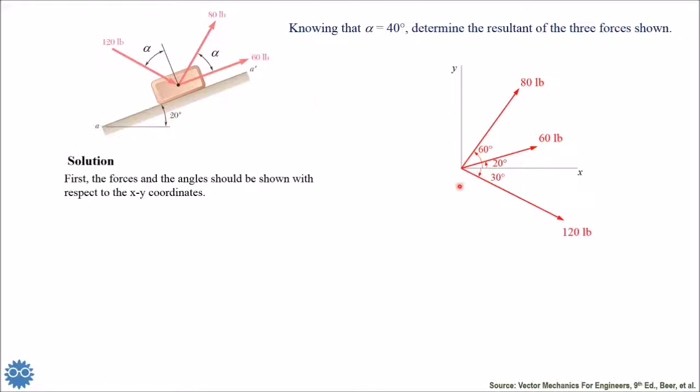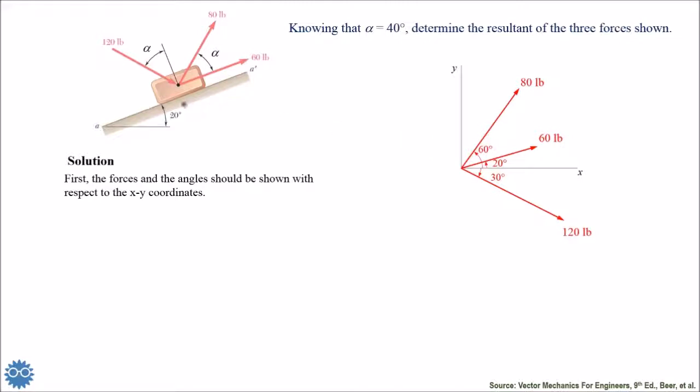And here we have the angle 30 degrees, but in the negative direction, or let's say clockwise direction, because we assume that the counterclockwise rotation of an angle is the positive direction. So we have clockwise, so it's negative, and the angle is 30.